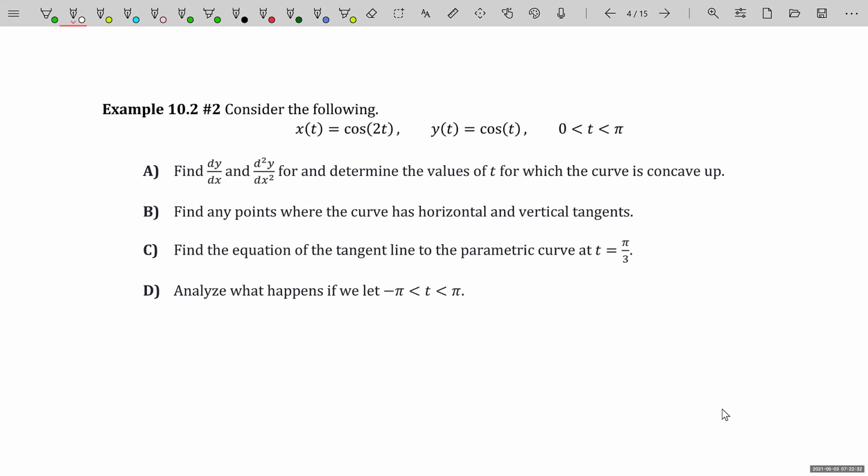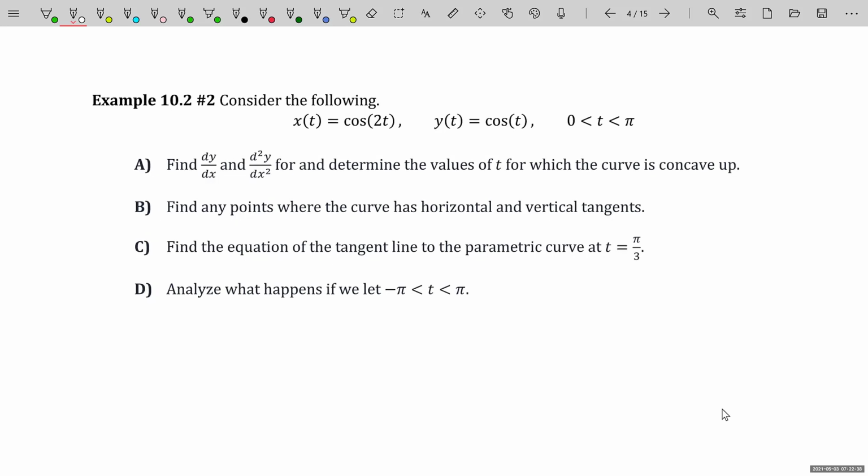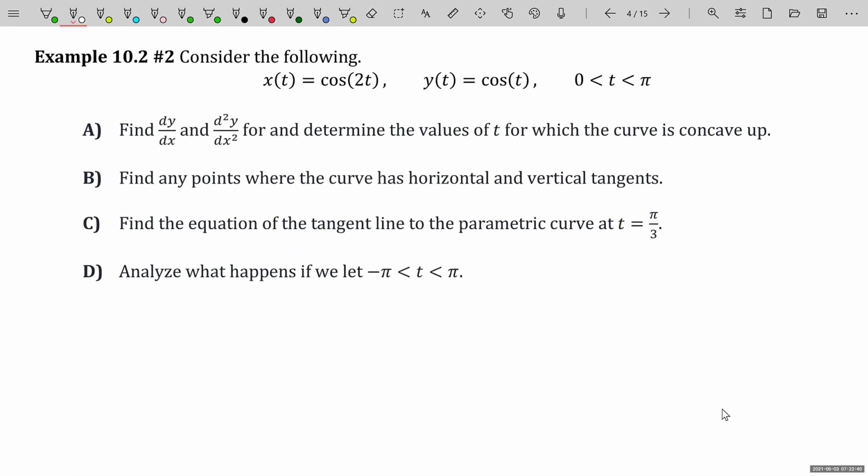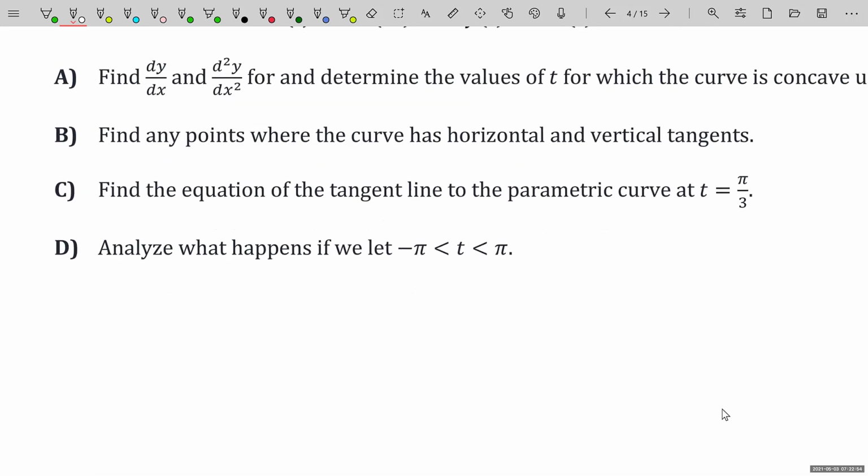This is example 10.2 number 2, and this is still using derivatives. So let's consider the following. You're given the parametric curve defined by x of t equals cosine of 2t, and y of t is cosine of t, where t goes from 0 to pi. I'm not going to bother graphing this out. Instead, I'm going to do the mechanics, unless they ask me to graph it, then I'll graph it out.